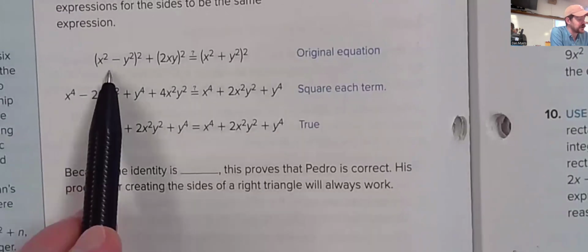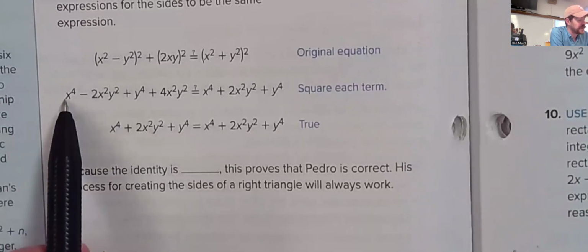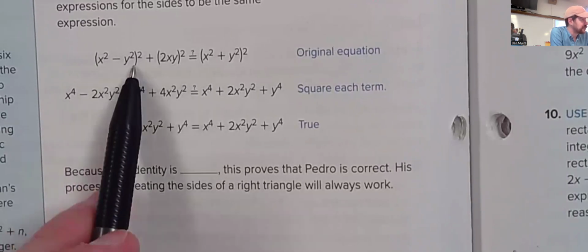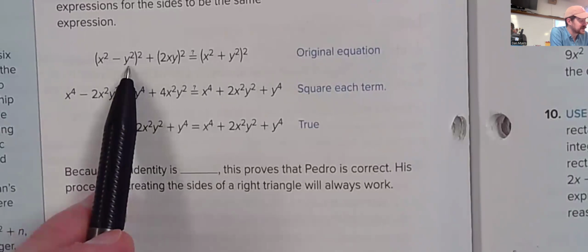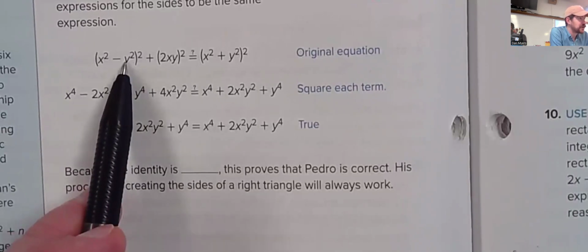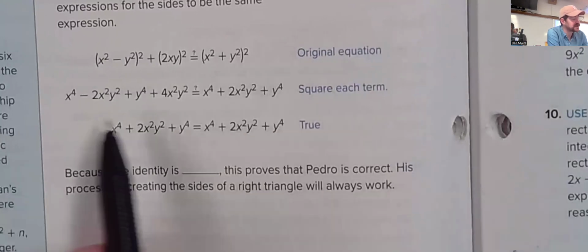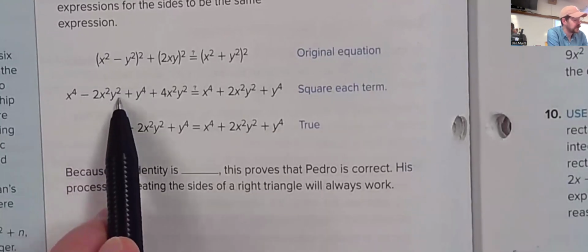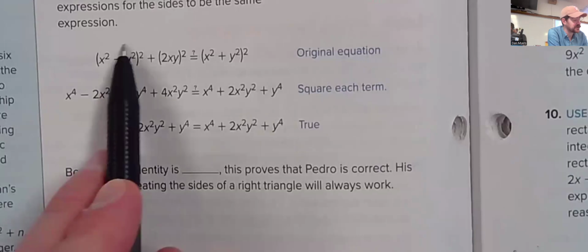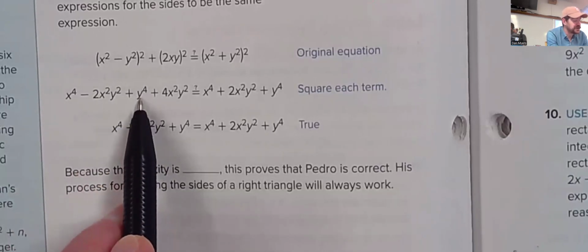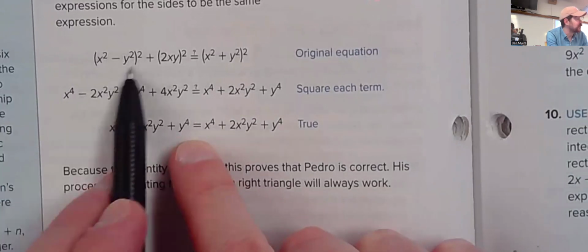First times first is x squared times x squared. That's x to the 4th. Outer would be x squared times negative y squared, which would be minus x squared y squared. Inner would also be the same thing, so minus x squared y squared. That would be 2 that have a minus x squared y squared, which would be minus 2x squared y squared. And then negative y squared times negative y squared is positive y to the fourth. So those three terms there is this squared out.